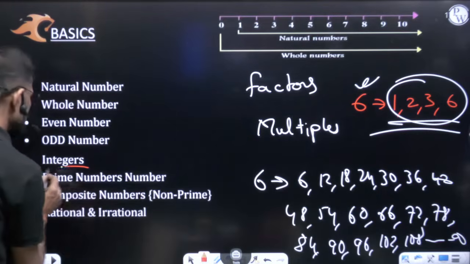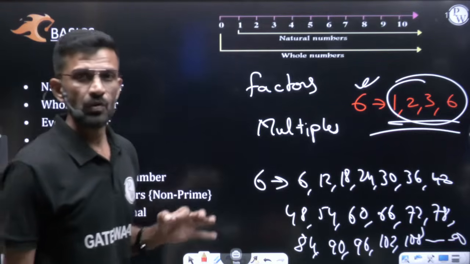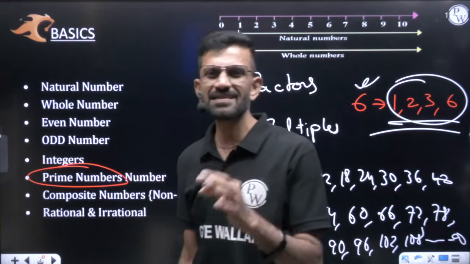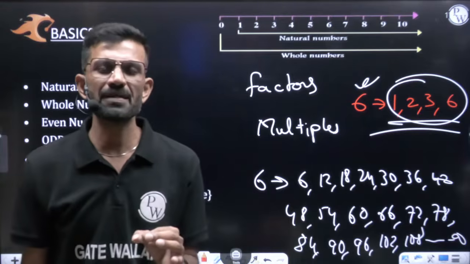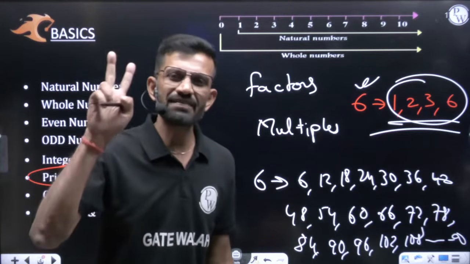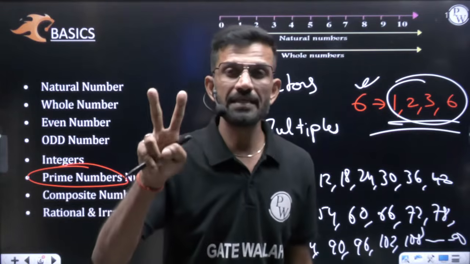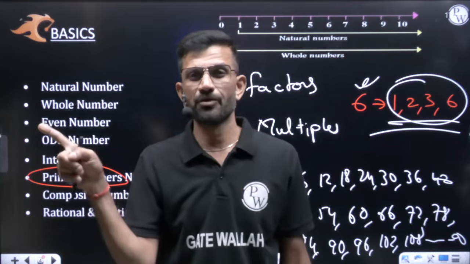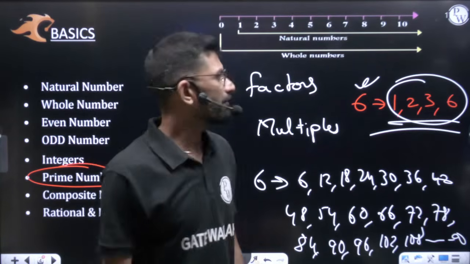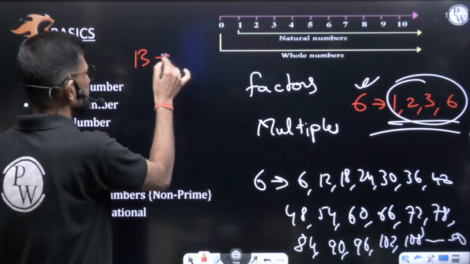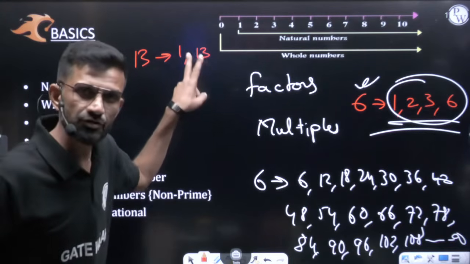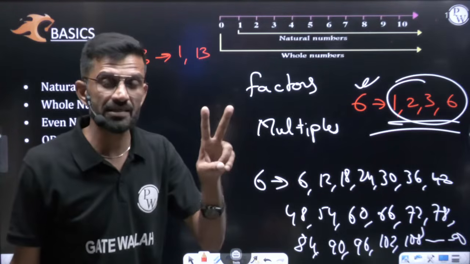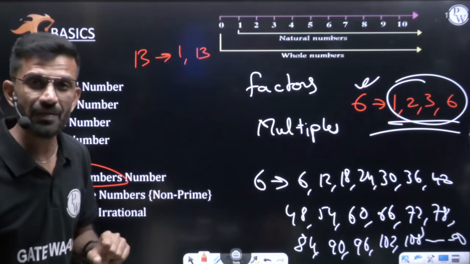So coming back to the definition of a prime number. Instead of defining it as any number which is divisible by 1 and itself, say a prime number is any number which has only 2 factors, neither less than 2 nor more than 2. Then it will be called a prime number. For example, what are the factors of 13? It is 1 and 13. Exactly 2 factors, exactly, not less, not more.